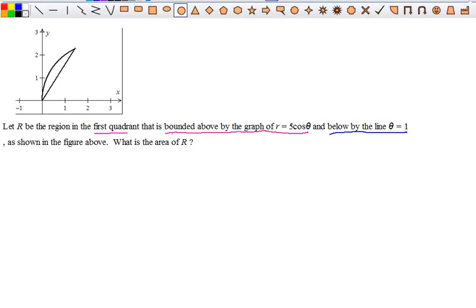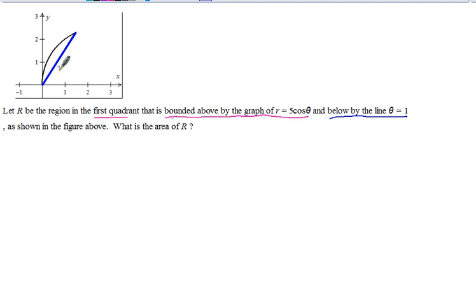So this right here is theta equals 1, because that's 1 radian. Notice up here we've got pi over 2. We're in the first quadrant, so it's somewhere between 0 and pi over 2. Pi over 2 is like 3.14 divided by 2, that's like between 1.5 and 1.6 radians. Remember, radians don't have to be in terms of pi. They're just often written that way. They're just numbers here. So theta equals 1 would be about right here.